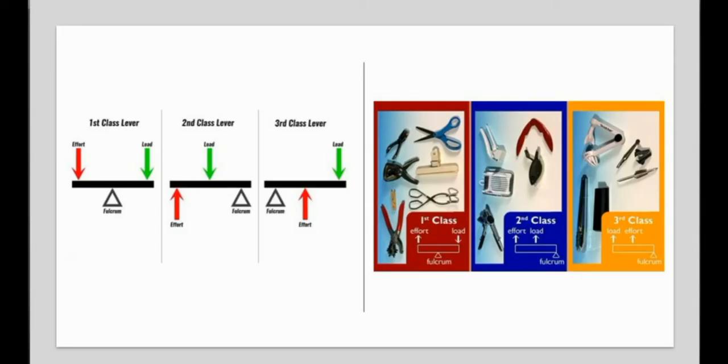So the lever can be classified according to the positions of fulcrum, load and effort. There are three types of lever: first class lever, second class lever and third class lever. The basic configuration is the first class lever, in which the fulcrum is in between and effort and load are on the sides. In the second class lever, the load is in between, and in the third class lever, the effort is in between. And you can also see examples of first class, second class and third class levers.